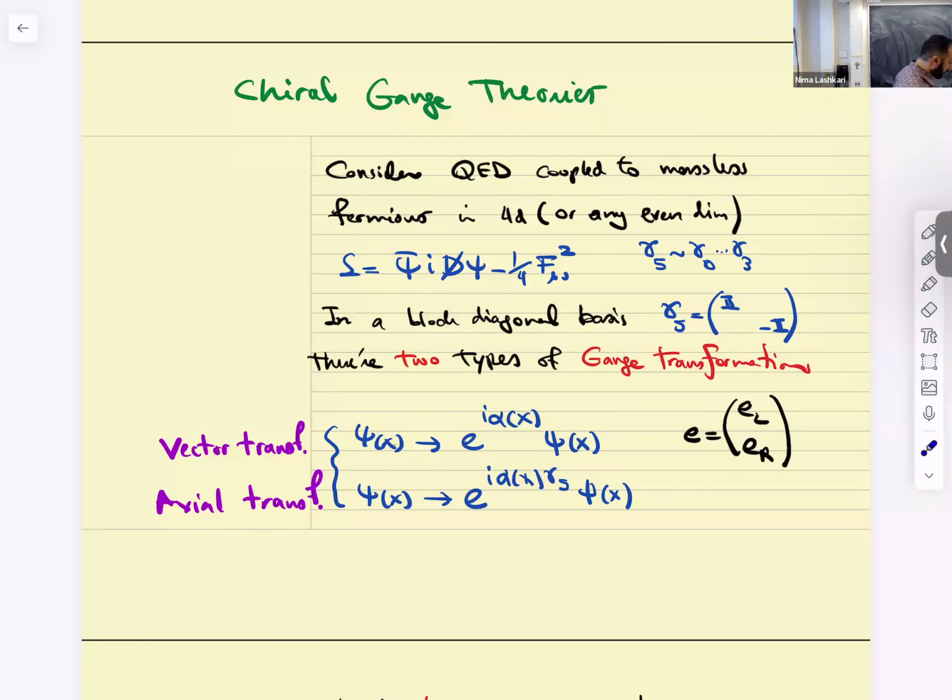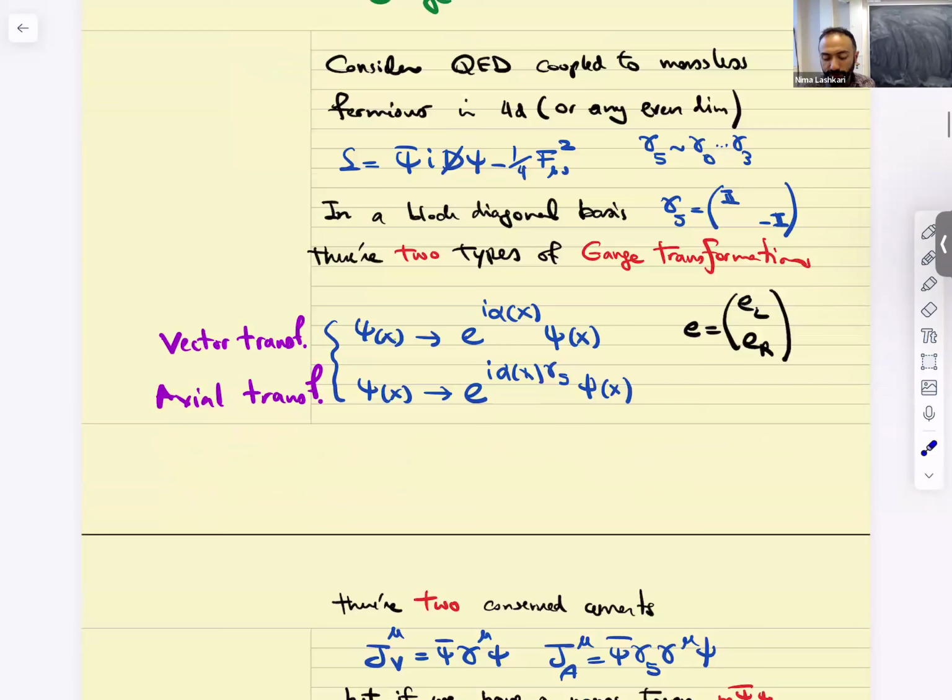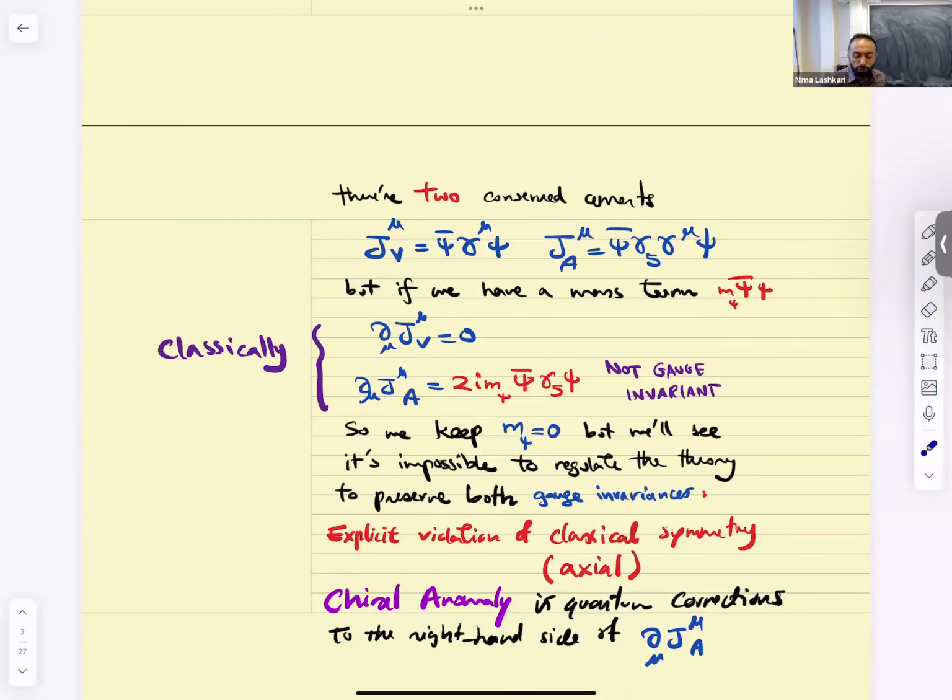When the theory has massless fermions, there are 2 types of gauge transformation. There's a vector transformation, and then there's the axial transformation. The difference is the way they treat the left movers and right movers, left and right-handed. There are 2 conserved currents associated with them, the vector current and the axial current. The difference is really in gamma 5.